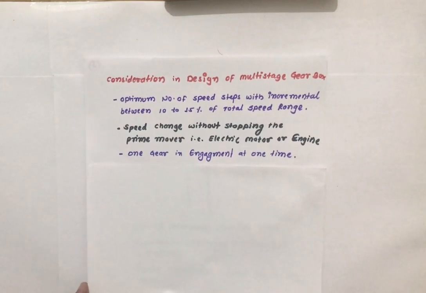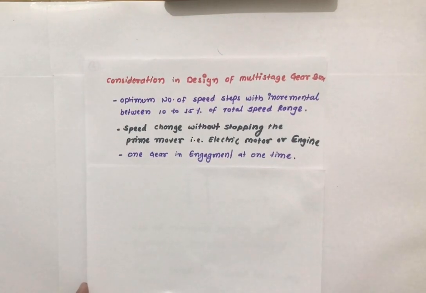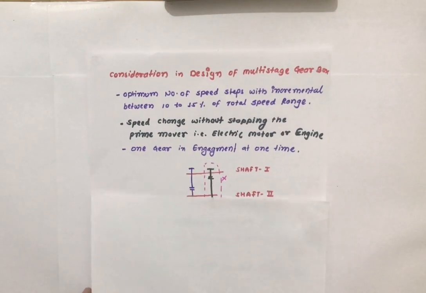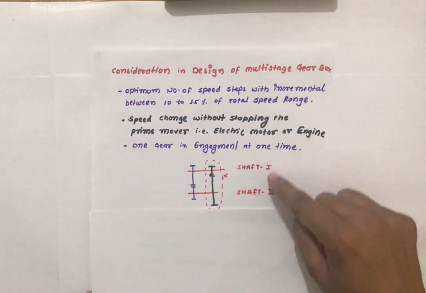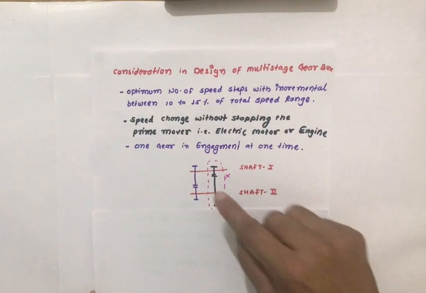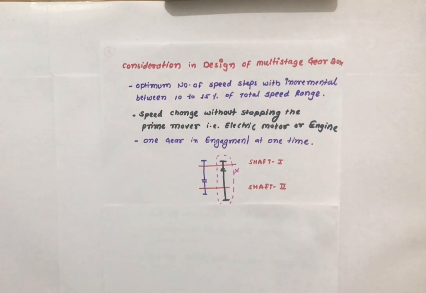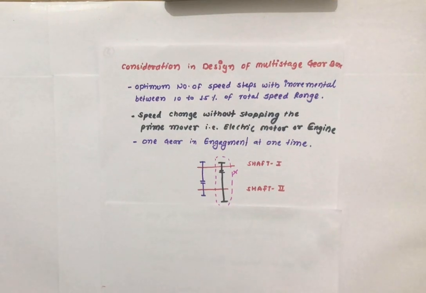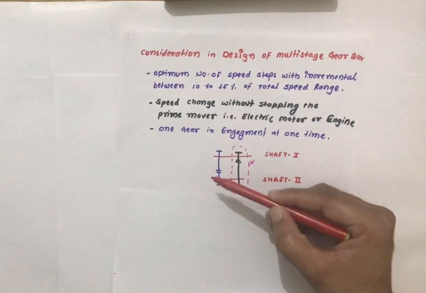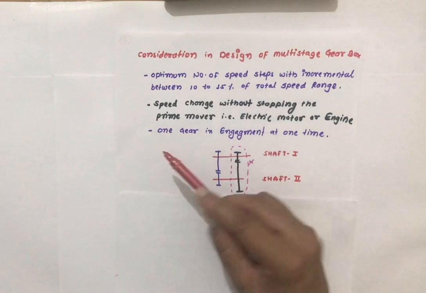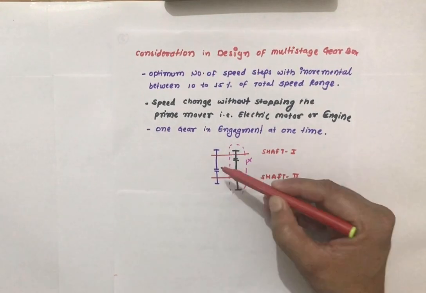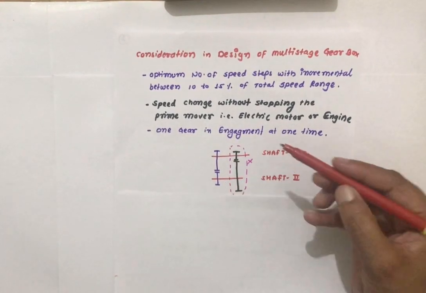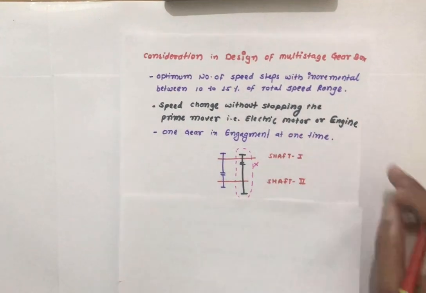Next, there is one gear in engagement at a time. See here an example. There is a two stage gearbox. This is the first input, this is the first pair of gears, and second pair of gears. But as per the design consideration, only one gear must be in engagement at a time, so this is not correct.